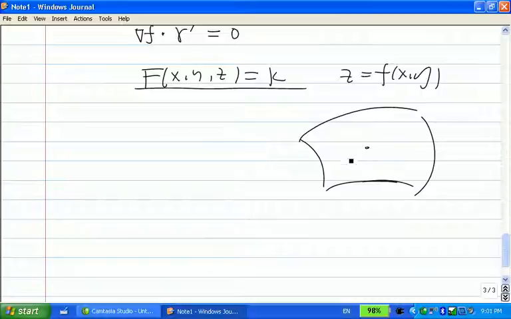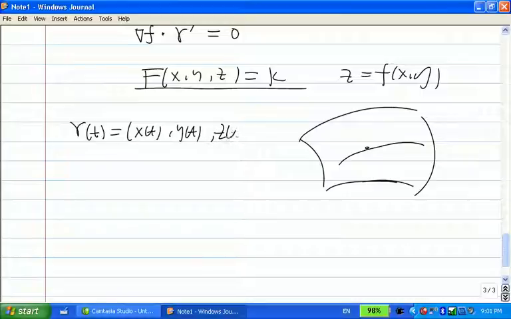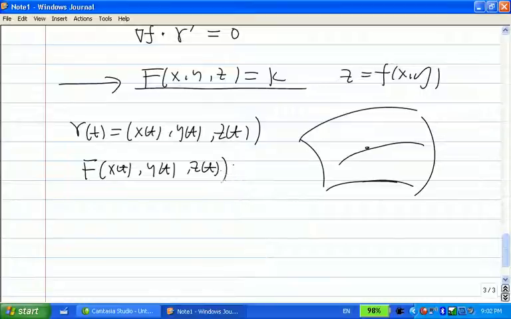For the given point, think about this. This is a curve on that surface. Any curve on the surface, recall, can be written in this form: x(t), y(t), and z(t). So think about this curve in this form and also on the surface. What do we mean by this curve on the surface? That means they will satisfy this equation. So you plug in x(t), y(t), and z(t).